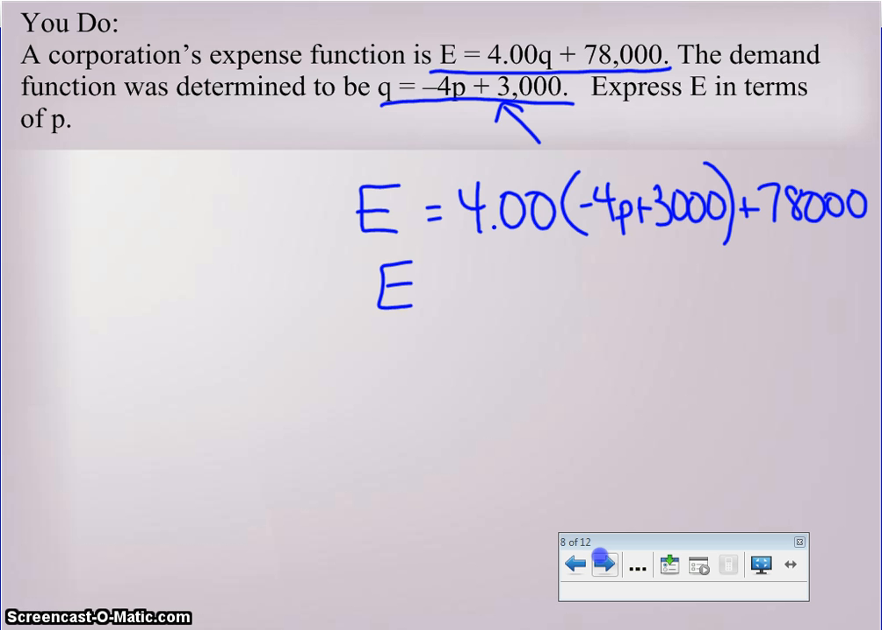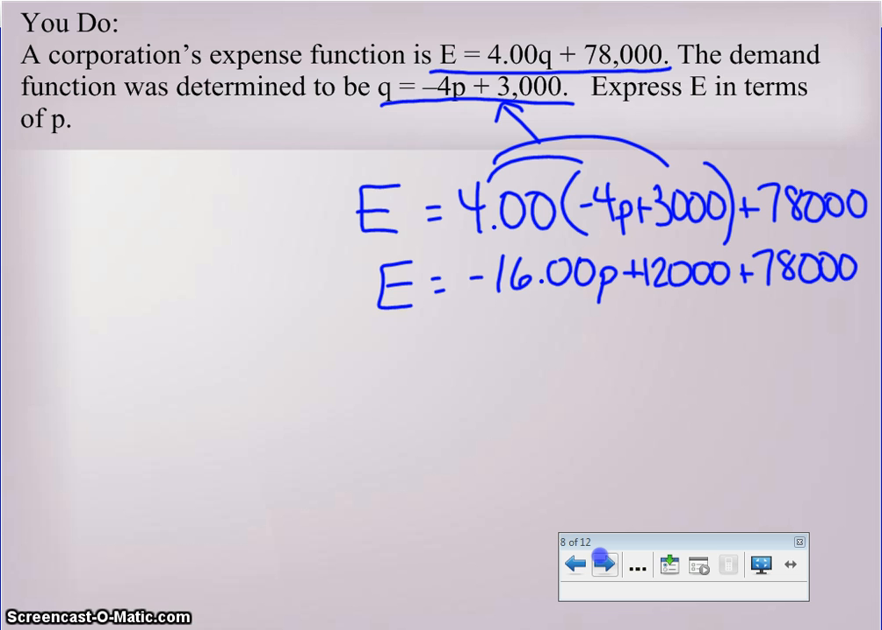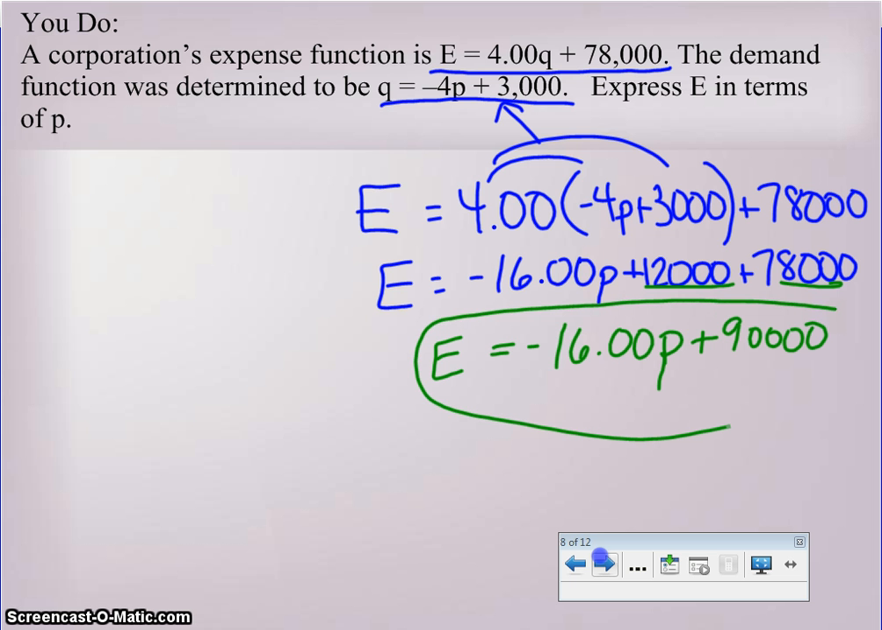When I distribute, I get negative 16.00P plus 12,000 plus the 78,000. Next step, I'm going to go ahead and combine those like terms. And my expense equation is negative 16.00P plus 90,000. And there's our equation.